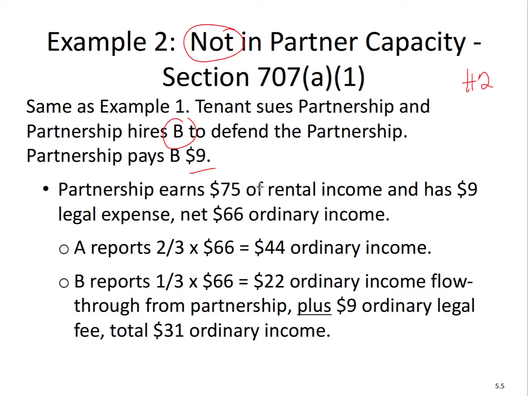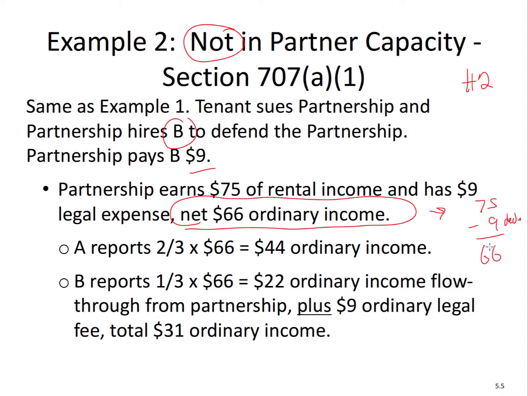So the partnership earns $75 of rental income and has a $9 legal expense, which nets out to $66 of ordinary income. So remember that when we do distributive share, we have to net these numbers. So 75 minus 9 is $66. So the 9 being that the partnership can deduct because it's an ordinary necessary amount with respect to its business, right? It had to defend itself in the lawsuit because it has ordinary necessary, and it's also paid in the year carrying on the trade or business, right?